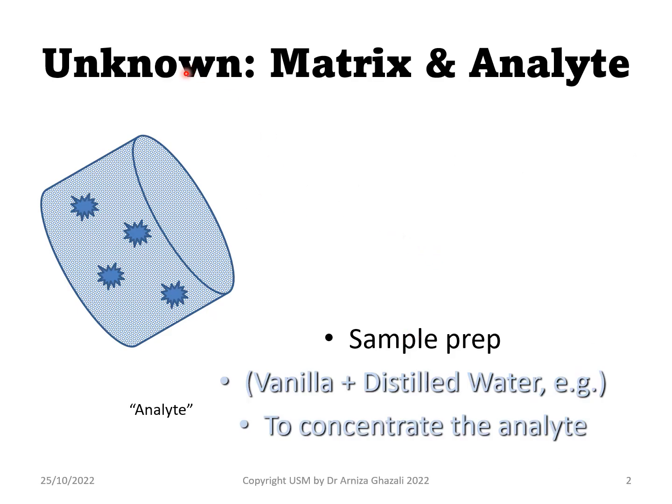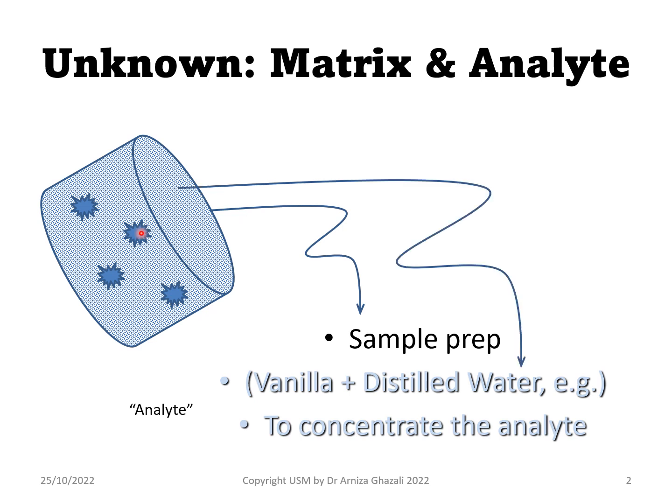So let us recall it. When we talk about an unknown, we have to have in mind that an unknown contains matrix and the analyte, or the focus of our investigation. So let us think of an analyte as this, having a drum of particles. The analytes are the darker blue and the matrix is made of the light blue background. So to get the analytes out requires sample preparation.